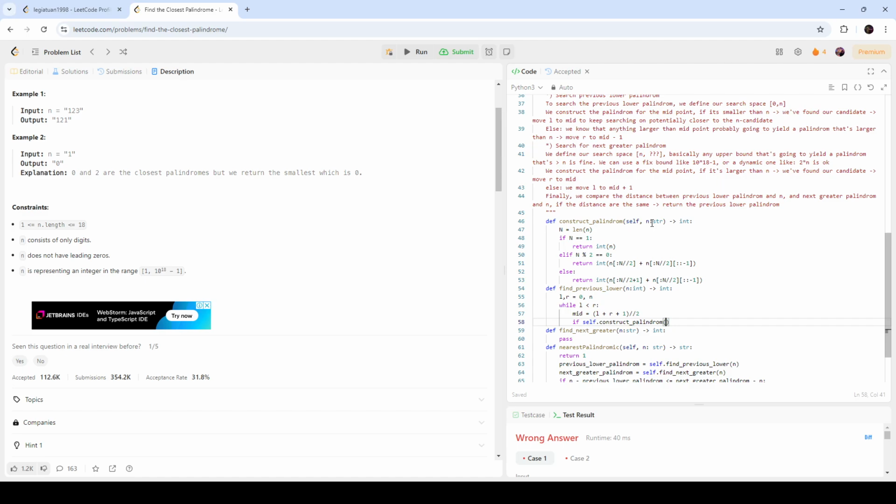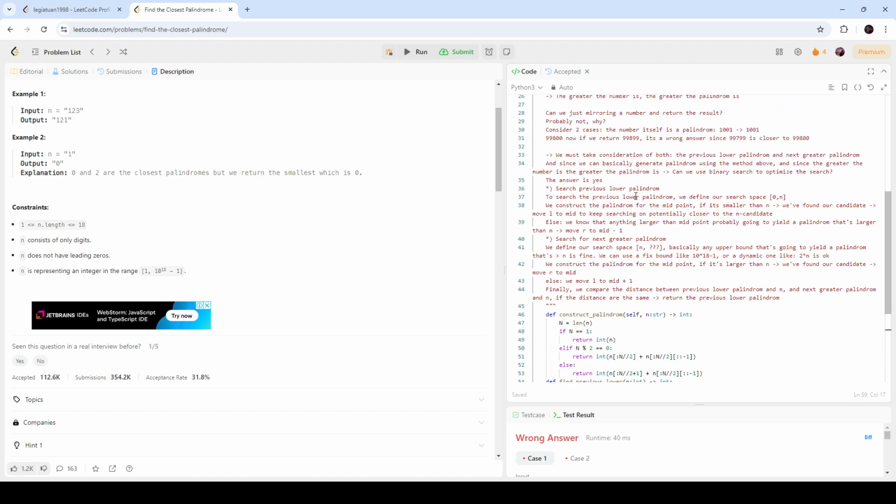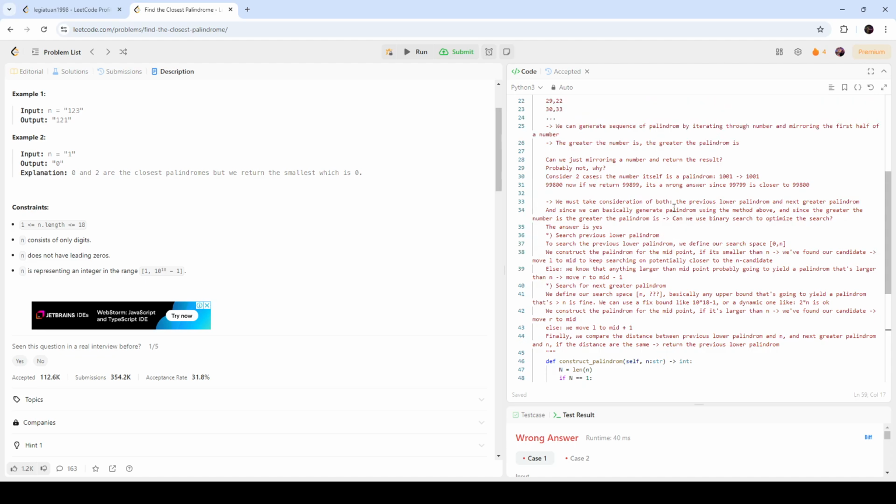a parameter of type string, right? So this guy is actually an integer, so we need to convert it. String mid, okay, is it smaller than n, right? So we found our candidate. If we found our candidate, then what we're going to do is shift our search space to the right, so to potentially find a greater candidate.